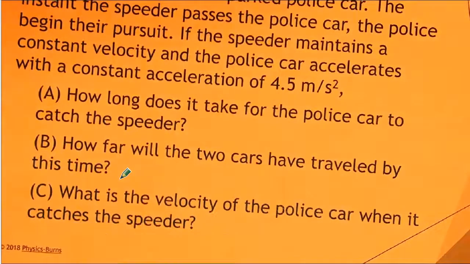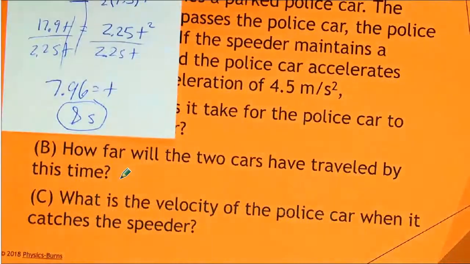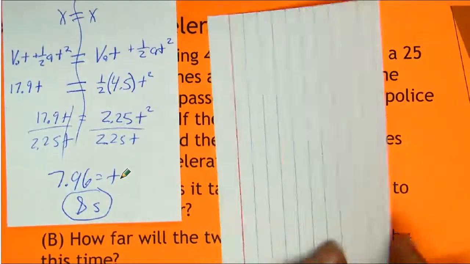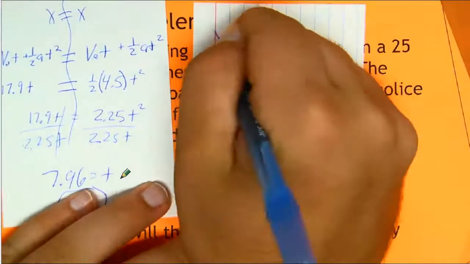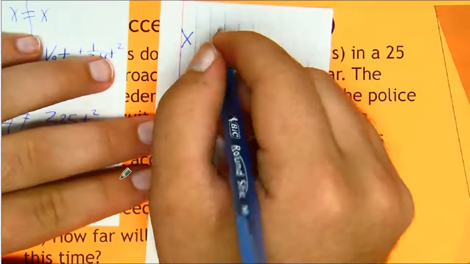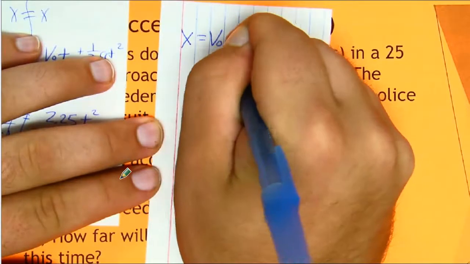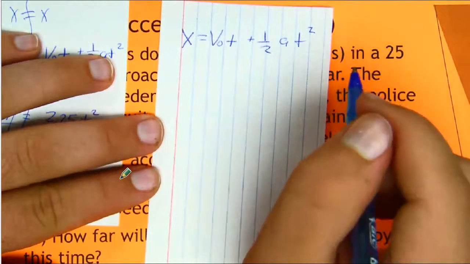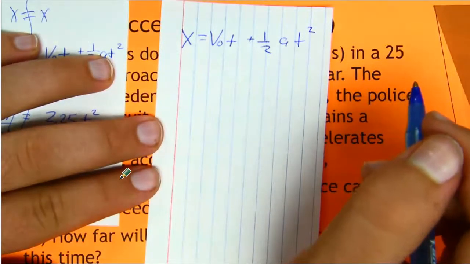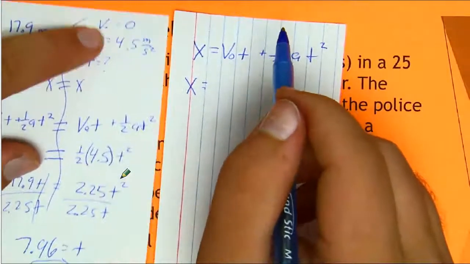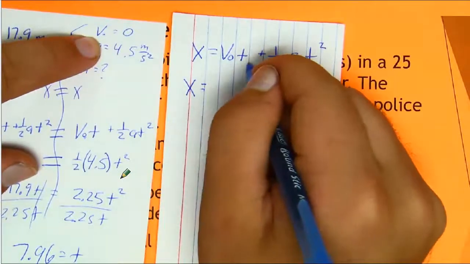B says, how far have both cars traveled in this time? So I'm going to keep that information. I want to know what X is. I'm just going to use that same equation. So X is equal to the initial velocity times t plus 1/2 a t squared. Okay, so I'm going to do the cop car, just to see. My initial velocity of the cop was 0. So that's going to be 0 and 0.